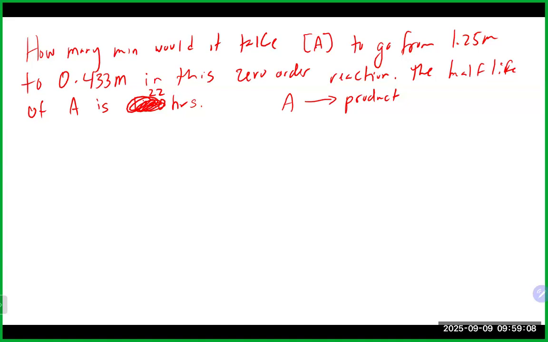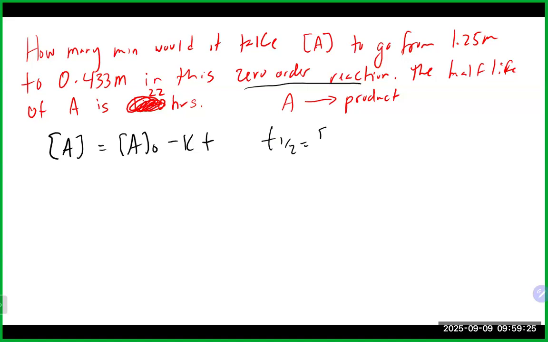Okay, let's take a look. So obviously here they have to tell us it's zero order because we have no rate information to know that. So we'll do our zero order reactions here and see our formulas. And we do have a half-life mentioned. So natural log of A to K there.